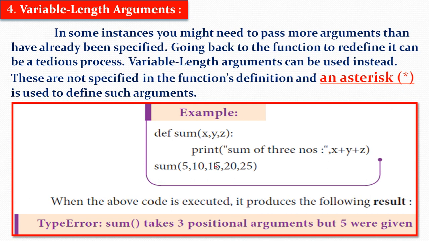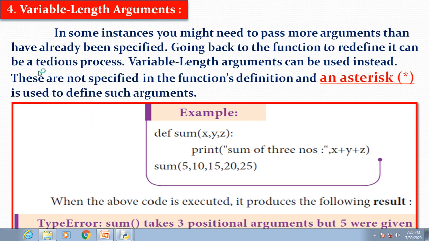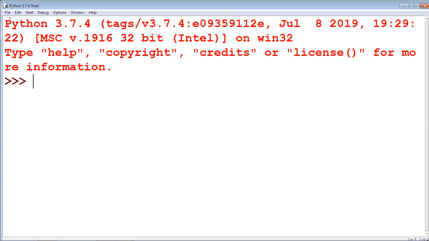This is a simple program without the variable length argument. Def sum x, y, z. Print the sum of the three numbers x, y, z. In the calling section, there are 5 values, but in the defining section there are 3 parameters only. So the type error is: sum takes 3 positional arguments, but 5 were given. That's a type error.